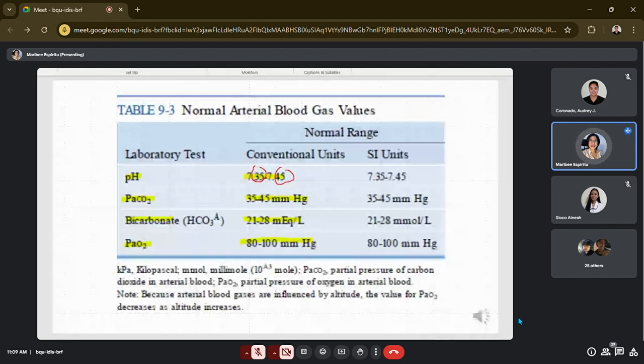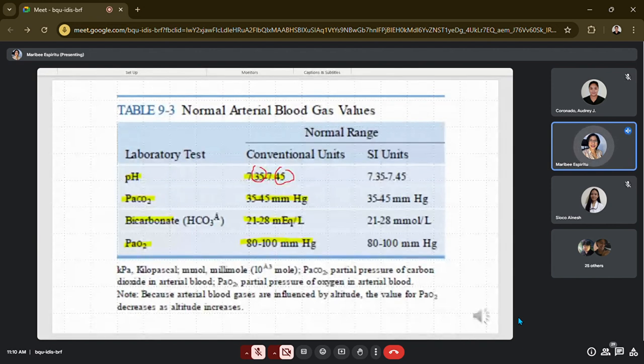So the normal blood pH is 7.35 to 7.45. PCO2 o PaCO2, madaling tandaan, isunod: 35 to 45 si pH, 35 to 45 si PaCO2. Okay? Ito yung sinasabi ko kanina na once it reaches 50 millimeters mercury and above, prepare for intubation. Okay? So yan, 35 to 45.